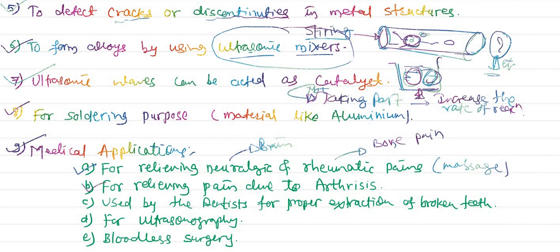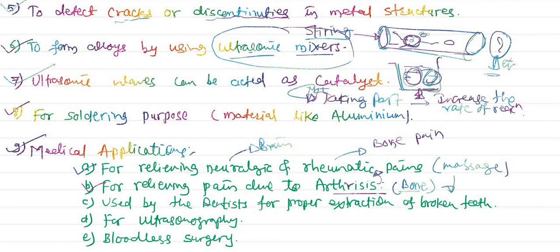Next, relieving pain due to arthritis. Obviously these are two different things, but we can say rheumatic and arthritis are both related to bone only. So those pains also can be relieved by ultrasonic wave massage. The same technique will be used here.